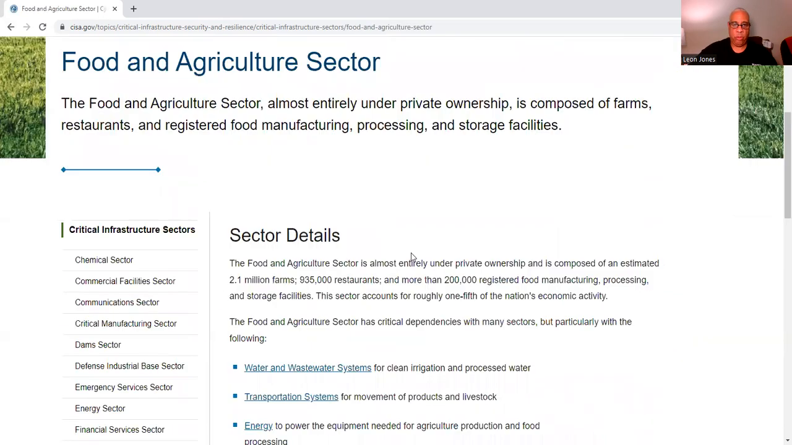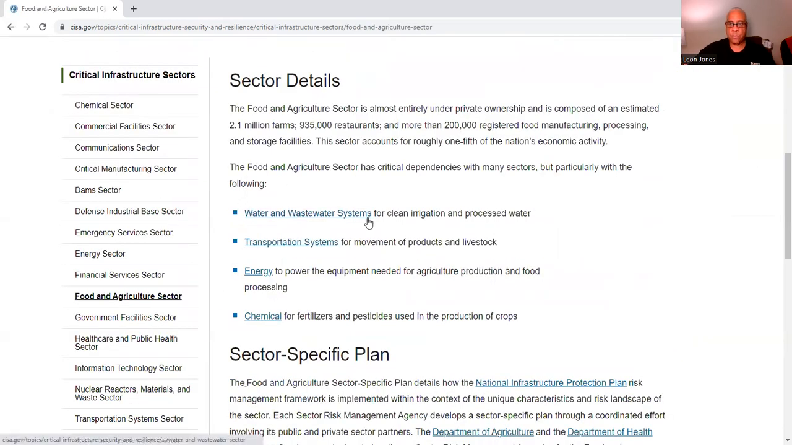Food and agriculture sector. And again, this sector combines with chemical, energy, transportation systems, and wastewater. Now, in this sector, this is where you have your restaurants and your registered food manufacturing, processing, and of course, storage facilities. Now, this sector accounts for roughly 1/5 of the nation's economic activity.